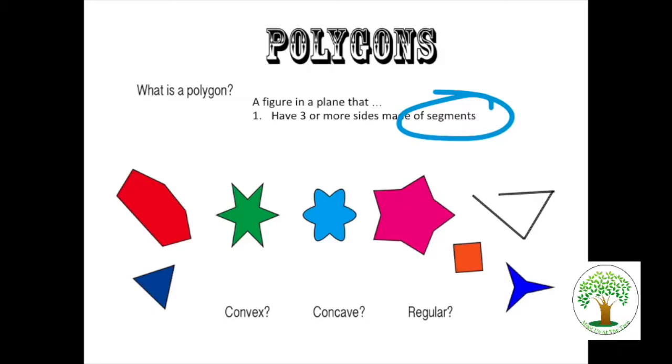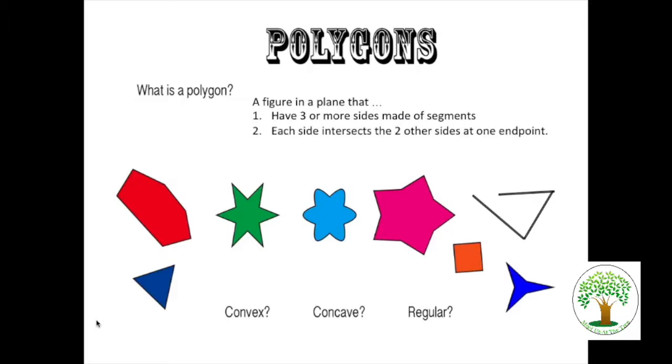In this case, this blue one right here would not be one, okay? Because it has curves. Number 2, each side intersects 2 other sides at one point, okay?